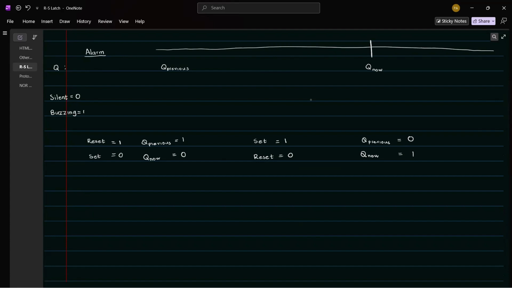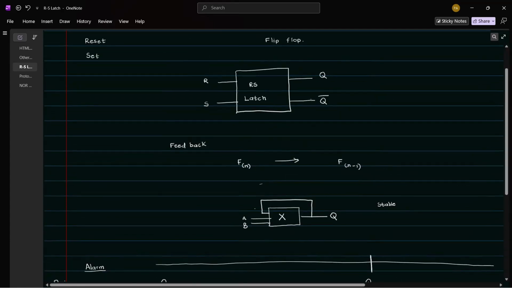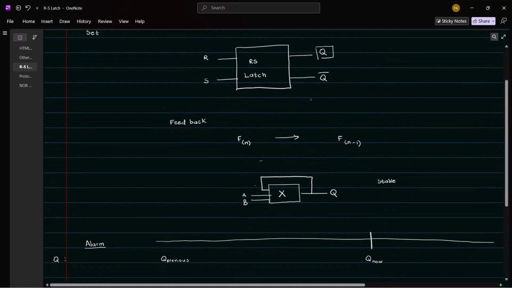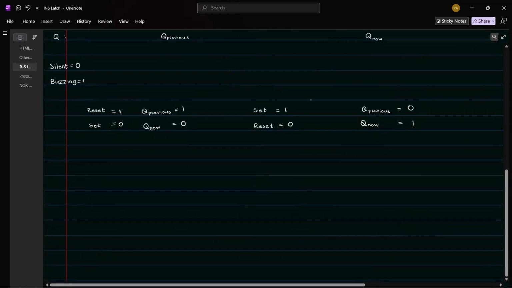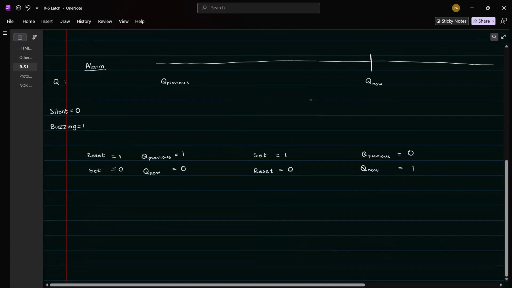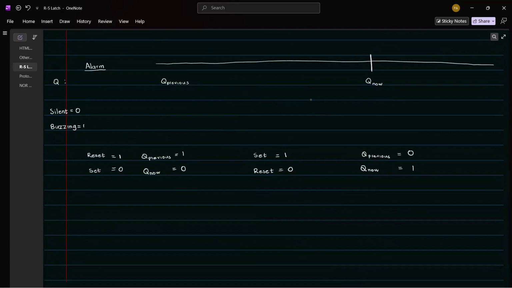Q previous to Q now, there is a change. This is the same output Q, the same term. Q bar has nothing to do here for now, because we are not studying what's happening inside. We are just talking about the surface level application. And in this application, Q previous and Q now only change based on reset and set.